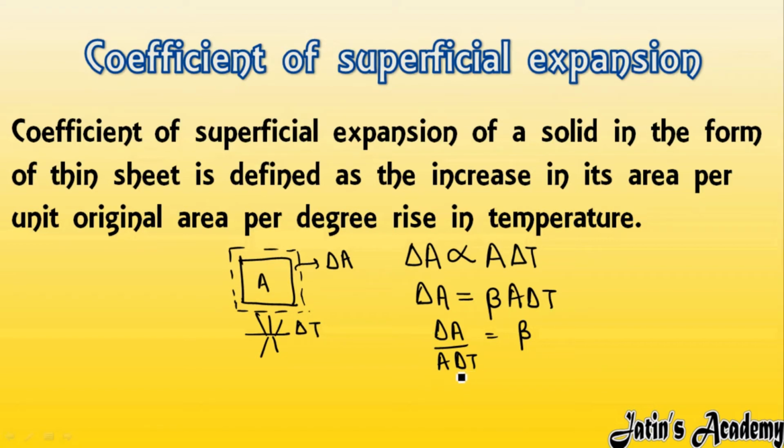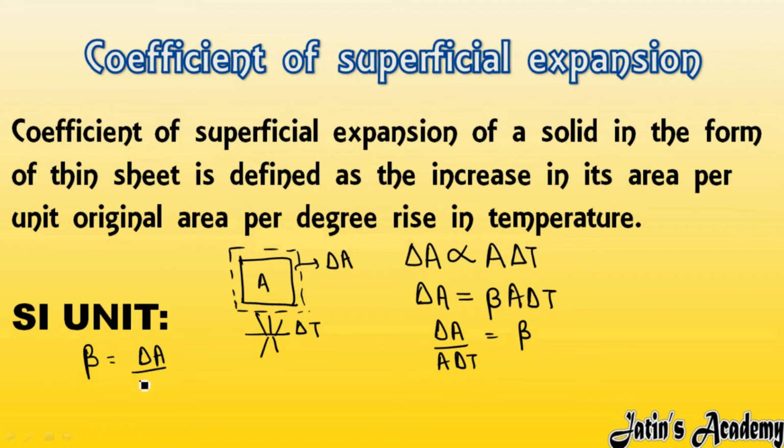Okay. So next we are having its SI unit. As we know, beta, the coefficient of superficial expansion, is delta A over A delta T. Okay. Now just put the SI unit of the area and temperature. What is the SI unit of area? SI unit of area is meter square over SI unit of area again is meter square. Delta T means change in temperature. Temperature SI unit is Kelvin. Okay. Now meter square cuts with meter square, what you are left with? You are left with 1 over Kelvin. So 1 over Kelvin is nothing but per Kelvin. So what is the SI unit of coefficient of area expansion? SI unit is per Kelvin, same as the coefficient of linear expansion.